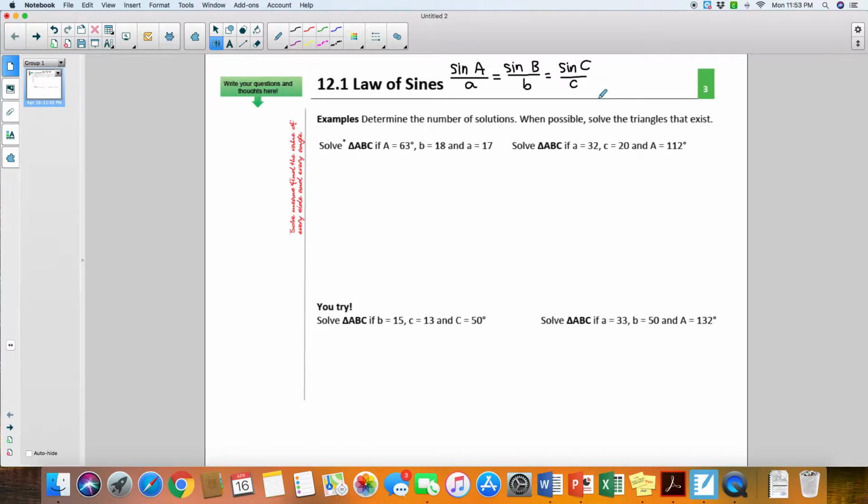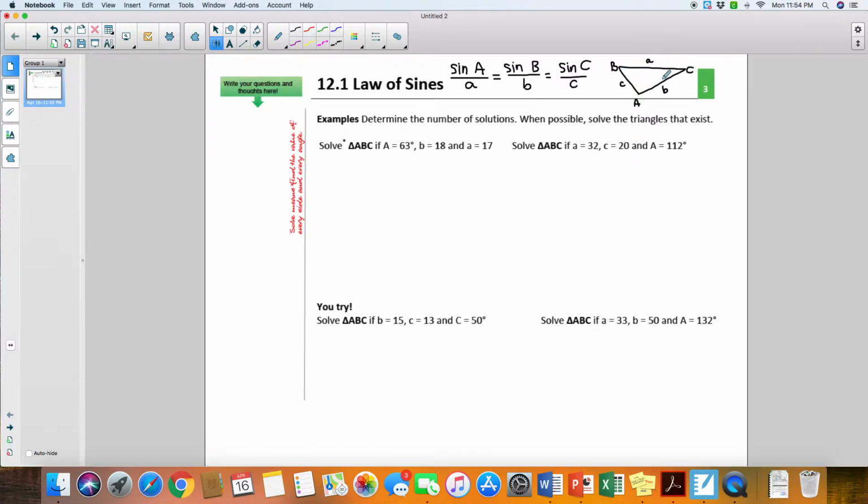So anytime you have sine of an angle measurement, that's going to be directly proportional to the opposite side, which will be denoted by the lowercase letter of that angle. I'm just going to draw a picture really quickly of what that looks like. If I have a triangle where this is angle A, this is angle B, and this is angle C, the side directly opposite of angle A is going to be little a. The side directly opposite of angle C is going to be little c. And the side opposite of angle B is going to be little b. That is how you would label that particular triangle.